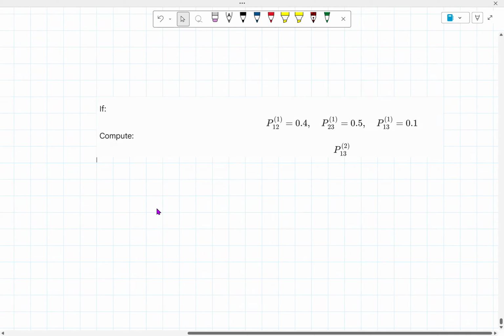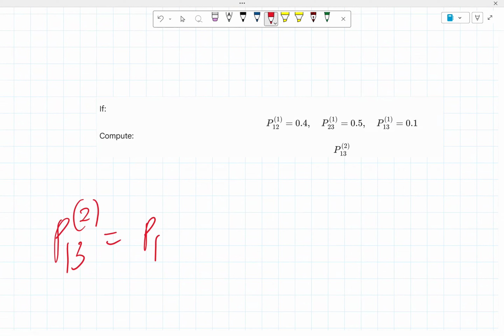So we need P13 in 2 steps. So P13, let me go with this color now. So P13 in 2 steps here will just be, like we did before, P13. You're looking for something where 3 will have to cancel if you start with this. So P13 multiplied by P33, so that at the end of the day, you still have your 13.